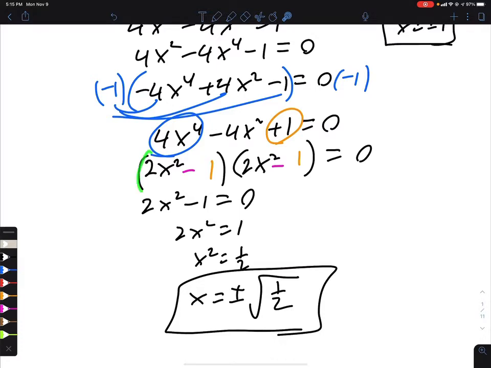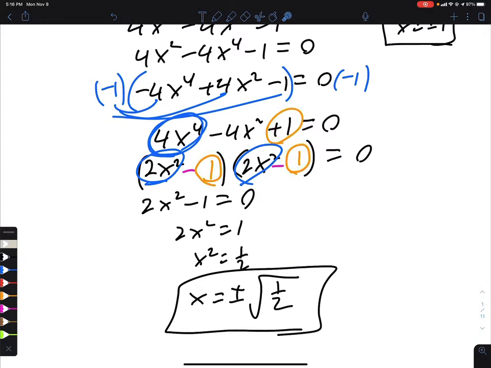So I need 2 sets of parentheses. That's where that comes from. And then let me use some colors here. That times that must equal the first term. So if you ask yourself, what 2 things multiply to get 4x to the 4th? 2x squared and 2x squared. That matches. Now this times this must get you that. Well, here's a question. What 2 numbers multiply to get 1? Duh, 1 and 1. So that matches.